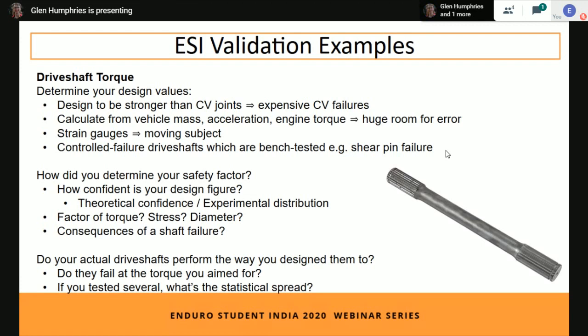This is a common strategy we saw last year, and it has huge room for error. It's a good minimum starting point. You can get a good idea of how much load is going to be on the drive shaft just to get the vehicle racing. And if you design it for less than that, then it's almost certainly going to break. But you miss huge amounts of impact load, of sharp shock load.